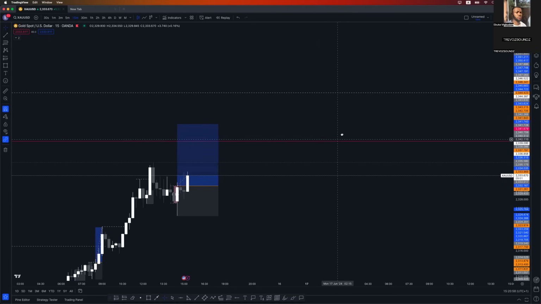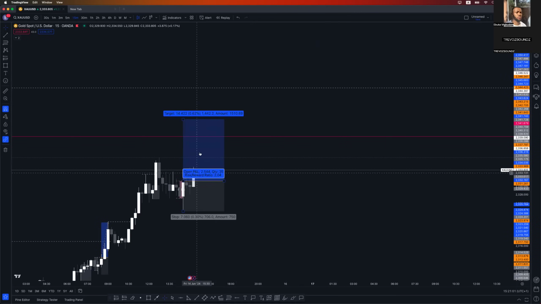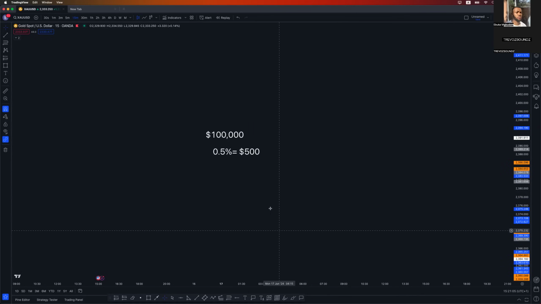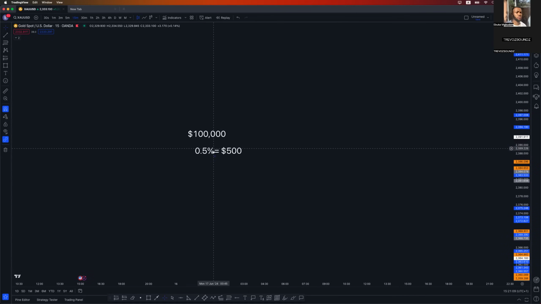Are you seeing my chart, my trading view? Yeah, I can see it. I've already closed the trade so that I can focus on it. So let's say you have bought the 100K account. The thing you'll be risking in this 100K account is 0.5%. You understand me? You'll be risking 0.5% in this 100K account, which is equal to $500. You understand it, right?